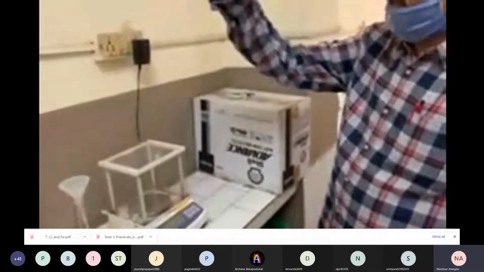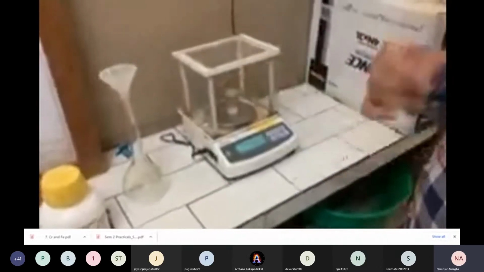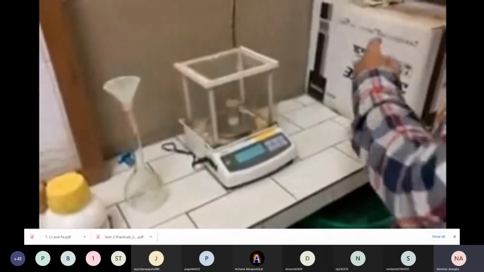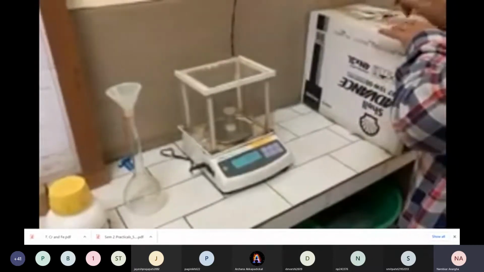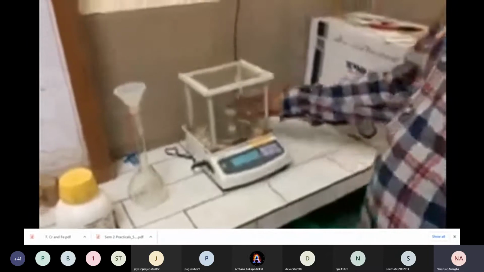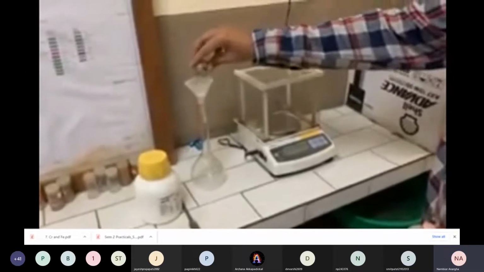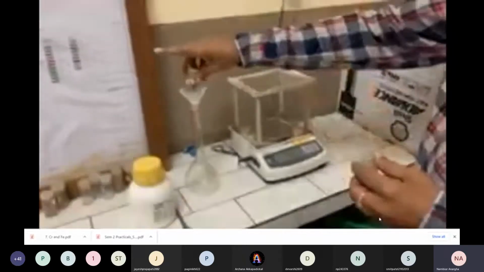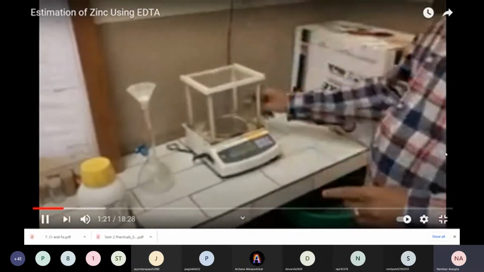For this, I have taken approximately 3.6 grams of zinc sulfate in a weighing tube. I am going to keep it on this balance. Whatever weight I get, I note down here. Now this is the weight along with bottle. Now I am going to transfer this zinc sulfate crystals completely into the standard flask, onto the funnel which is on the standard flask. Afterwards I close it.